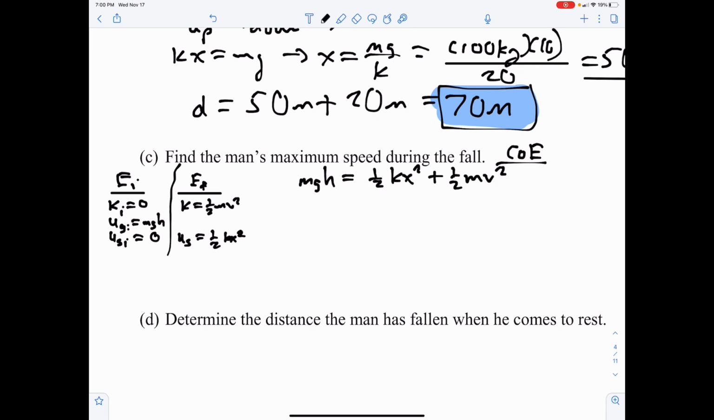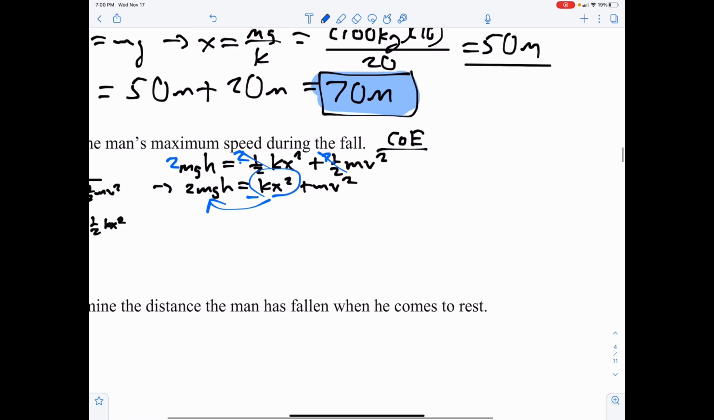Now to solve for speed, I'm going to start by multiplying everything by 2 so I can get rid of the fractions. So we get 2mgh equals kx squared plus mv squared. We can divide by mass, and I can subtract this. So take this and subtract it, and then divide by mass. And I get that the speed squared is equal to 2mgh minus kx squared, all over the mass. And that's what I'm plugging into.